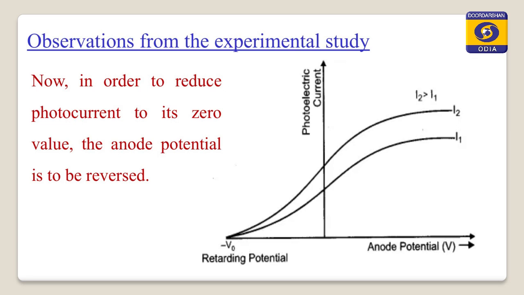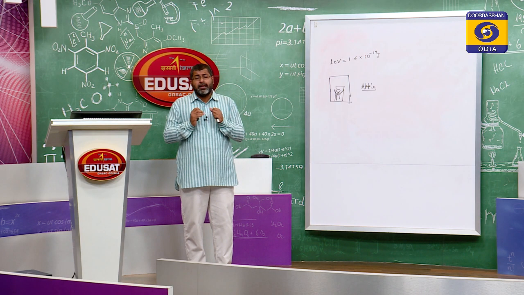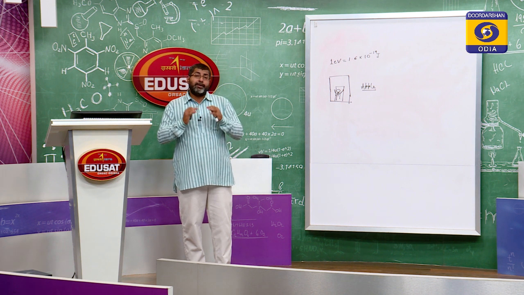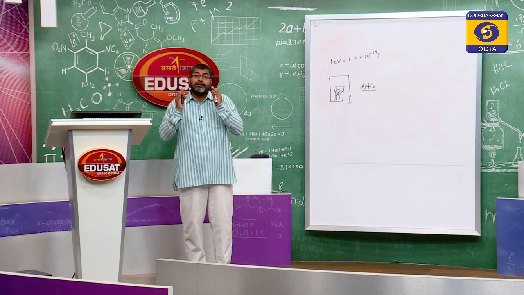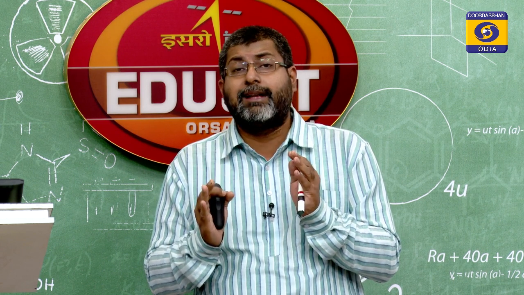Now, in order to reduce the photocurrent to its zero value, the anode potential is to be reversed. The minimum anode potential at which the photocurrent becomes zero for a particular frequency of incident radiation is known as the stopping potential. Now, with this preliminary idea, we will discuss how Einstein was able to demonstrate the photoelectric effect in particular, and we will throw light upon Einstein's photoelectric equation.